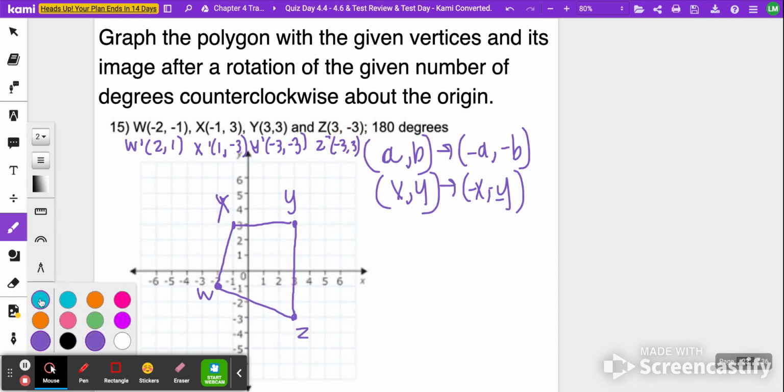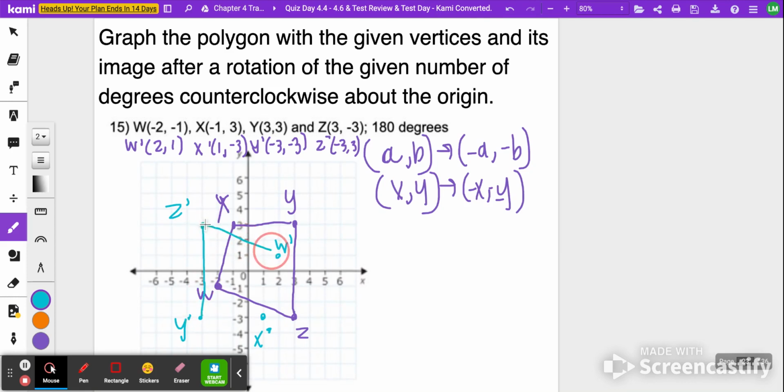Okay, so let's go ahead and plot these points and see what we get. W prime is at 2 comma 1, X prime is at 1, negative 3, Y prime is negative 3, negative 3, and Z prime is negative 3, positive 3. Okay, again, this is just a 180 degree rotation. So it's almost just been reversed. Y is now down here, Z is down here, X is down here.